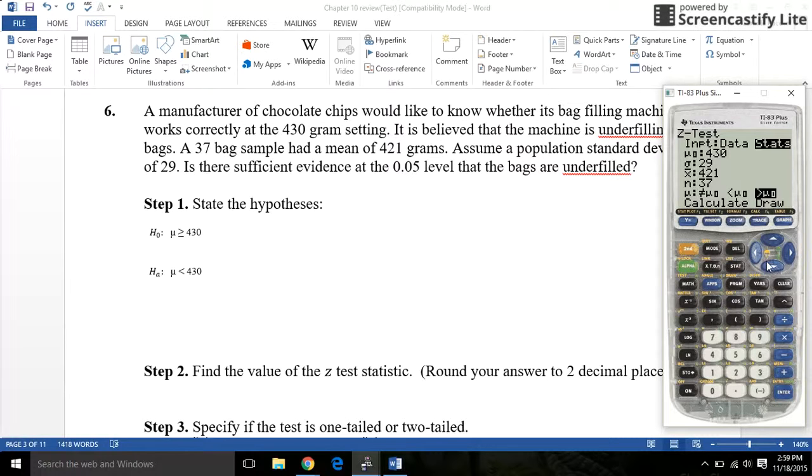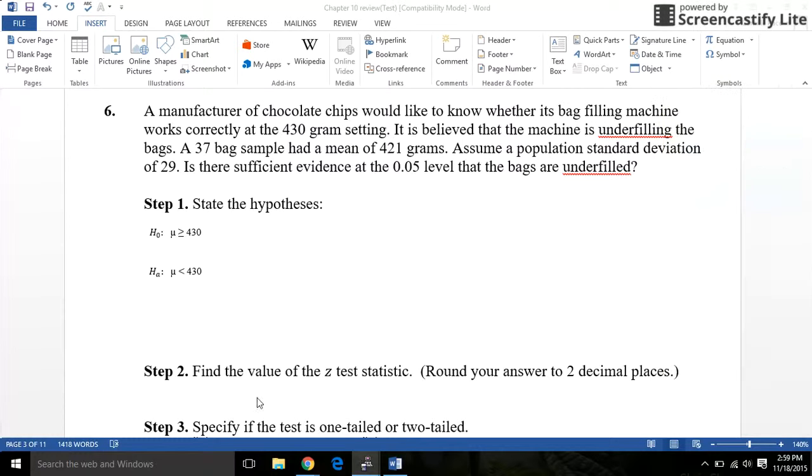And now it's underfilling, so I scroll down, but then I go to the one in the middle and hit enter, so it blinks to tell me it's been taken. I hit calculate, and boom. All right, so what is my z? My z is negative 1.89. Okay, so my z equals negative 1.89.